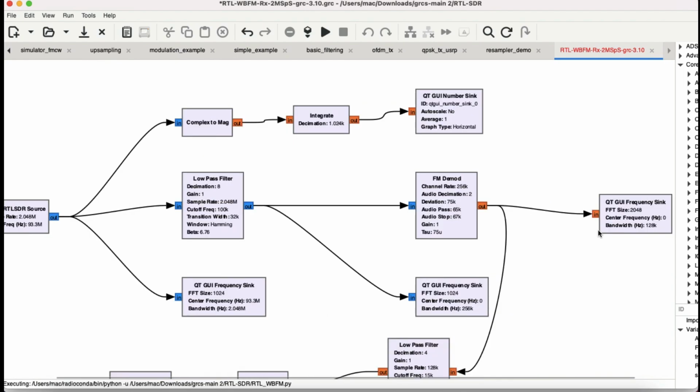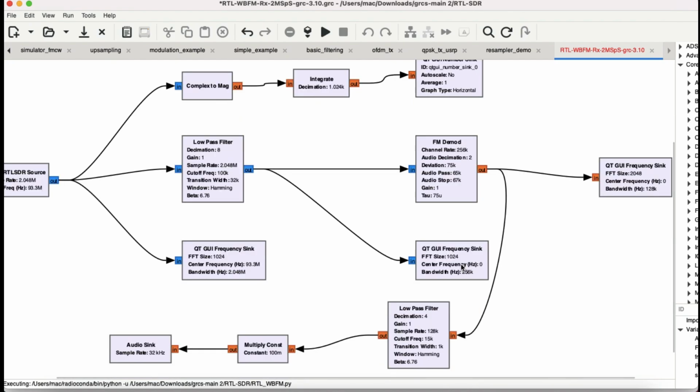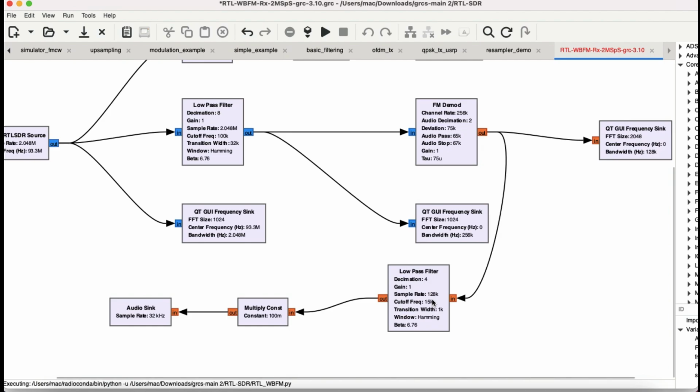And then check this out, because you have to change your sample rate. Once it goes in, look at this. You have an audio decimation rate of 256 divided by 2, which has changed the sample rate to 128 kilohertz now. And this is further being decimated in the following blocks with a decimation factor of 4. So you have a cutoff frequency of 15 kilohertz. Now this is where you can actually hear. You have an audio band pass of 65, 67.